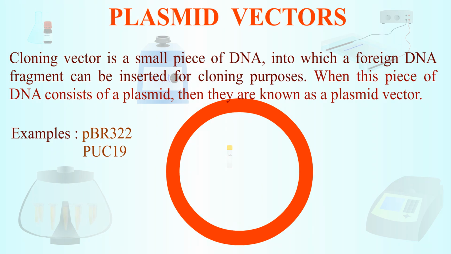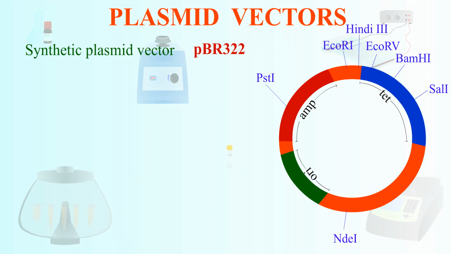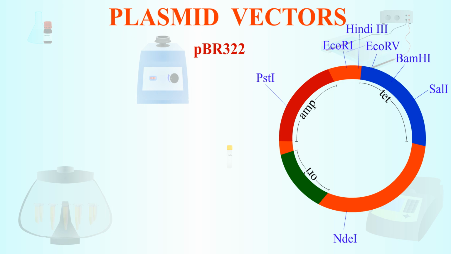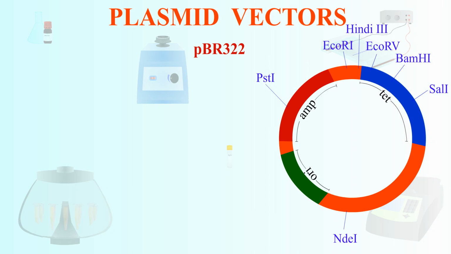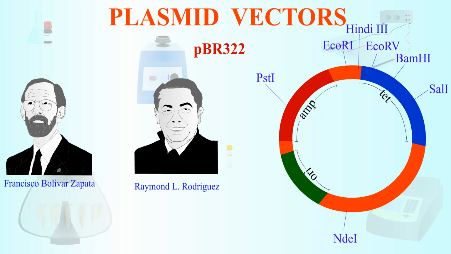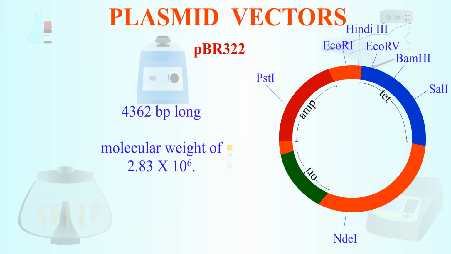pBR322 and pUC19. pBR322 is a synthetic plasmid vector, which was constructed in the lab of Herbert Boyer at the University of California in 1977. The name pBR stands for plasmid, Bolivar, and Rodriguez respectively, named after the inventors of the plasmid, Francisco Bolivar Zapata and Raymond L. Rodriguez. The plasmid is 4,362 base pairs long and has a molecular weight of 2.83 x 10^6.